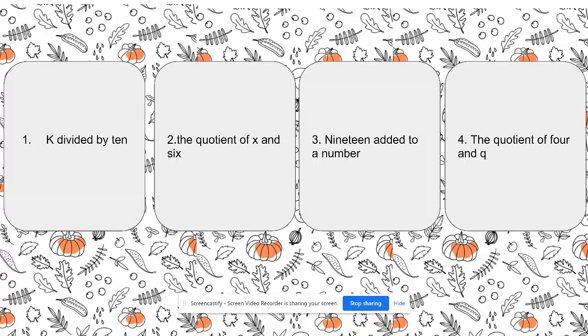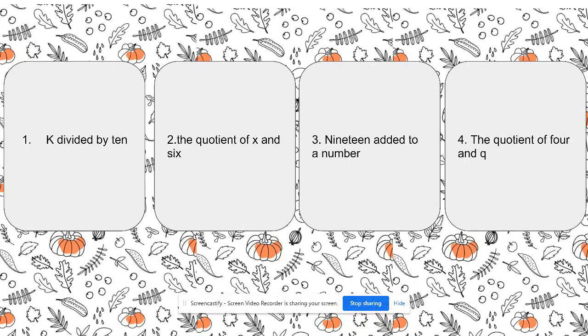So whatever comes first. You know the song, Walk It Like I Talk It? Yeah. So when you're translating expressions, you write it like it's written. Walk it like you talk it, you write it like it's written. So if 9 divided by c comes first, then 9 comes first. Okay? So the quotient of 4 and q.